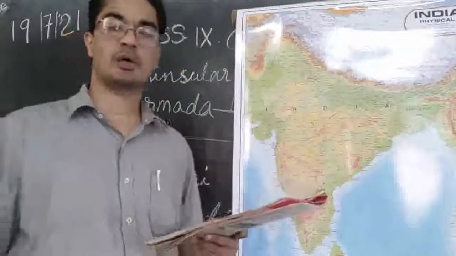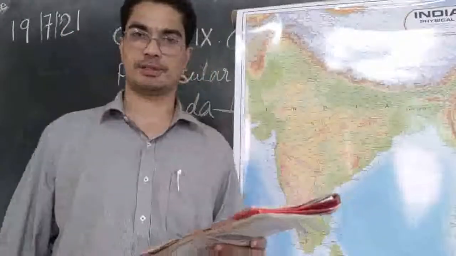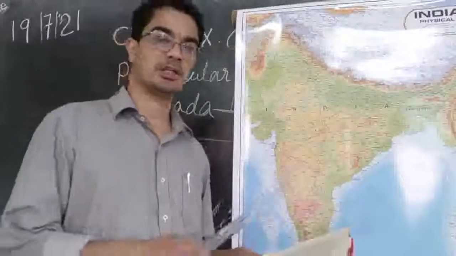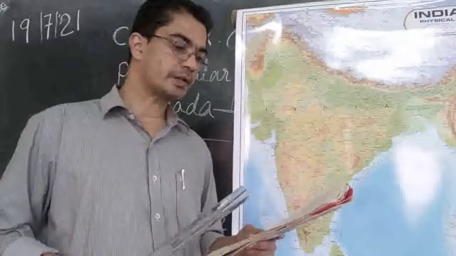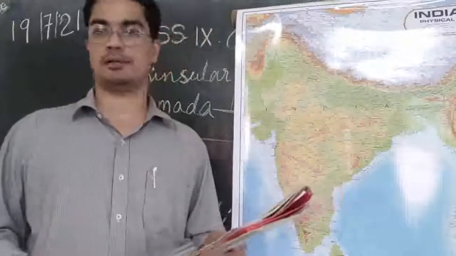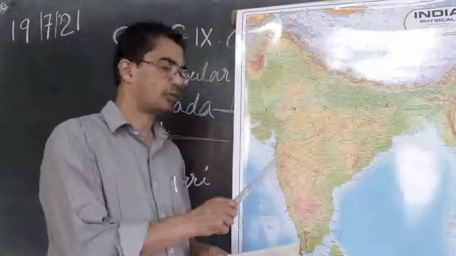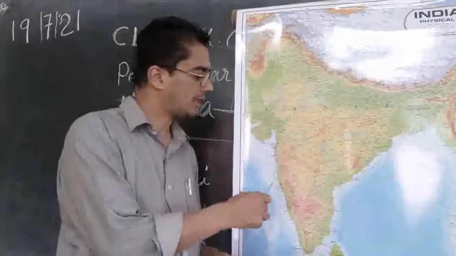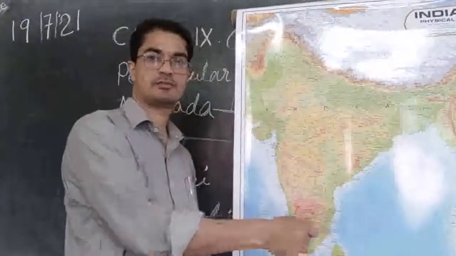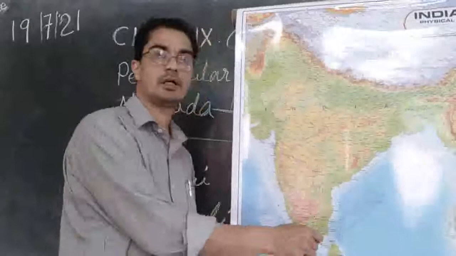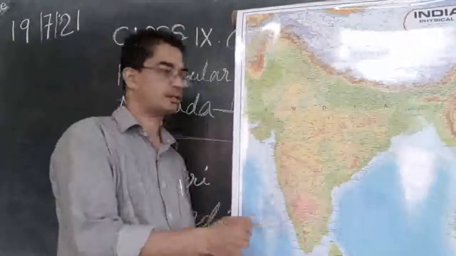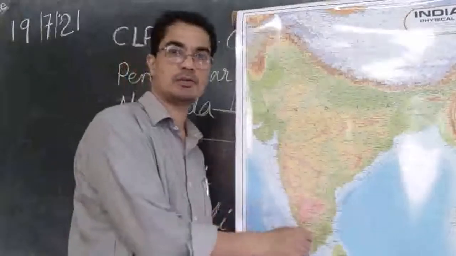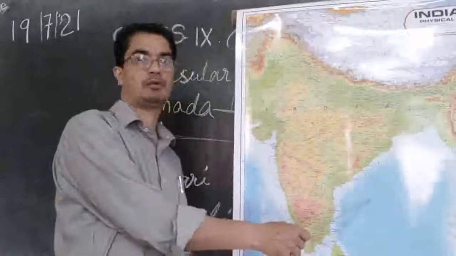Its length is about 1500 kilometers. So it is quite long, 1500 kilometers it is flowing. Then it drains into the Bay of Bengal. So it is flowing, starting from the Western Ghats, and it flows into the Bay of Bengal. That's why it becomes long. So from here it starts and it goes down, entering into the Bay of Bengal.